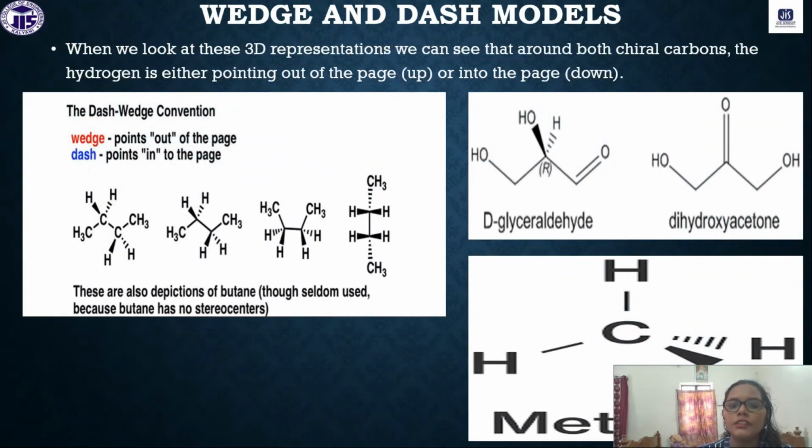These are some more examples of representations of wedge and dash models. You can see here, this carbon with this hydrogen is a dotted line, which means the hydrogen is behind the plane. This is the broad bond, which means this bond is towards yourself, and this is a solid bond, which means this bond is in the plane.